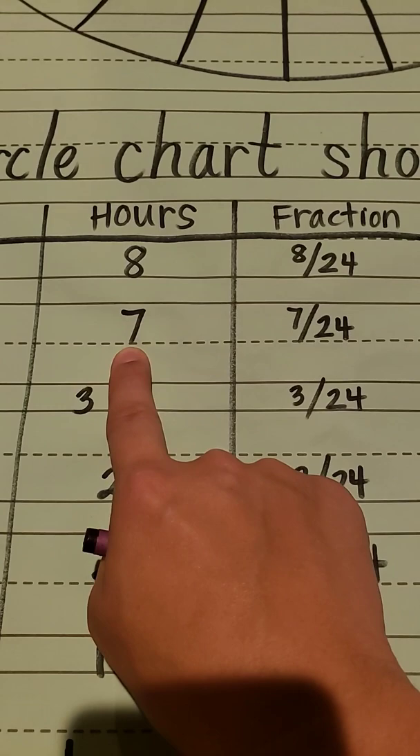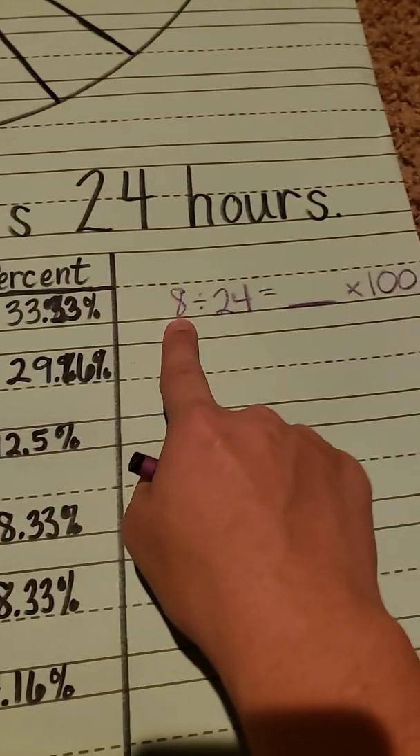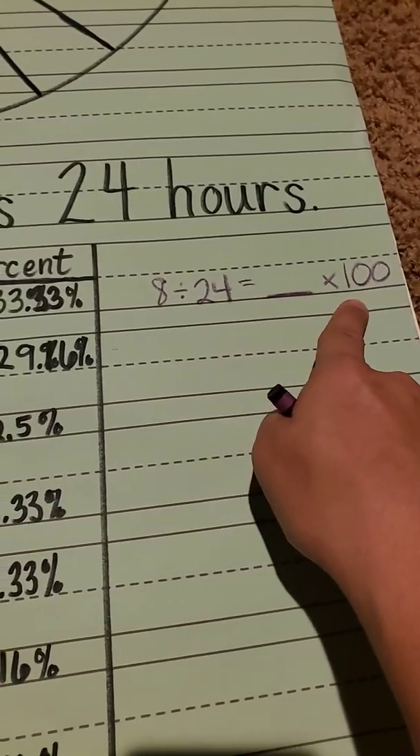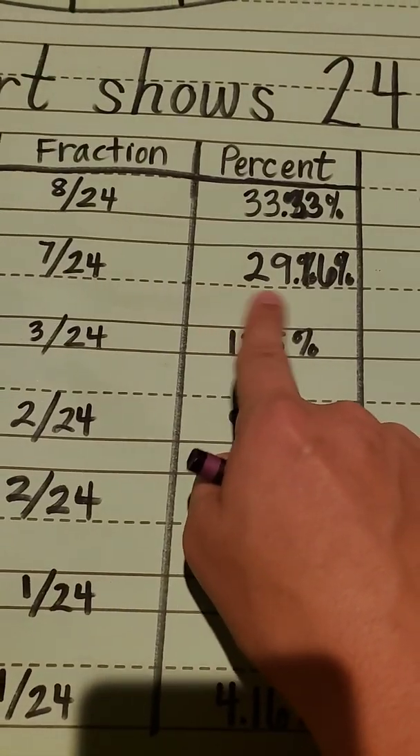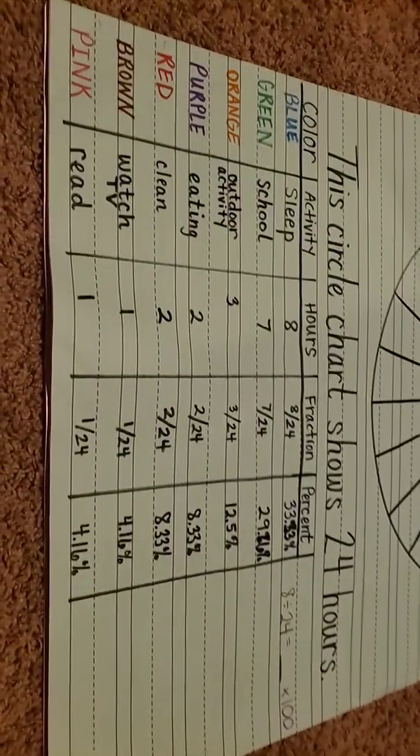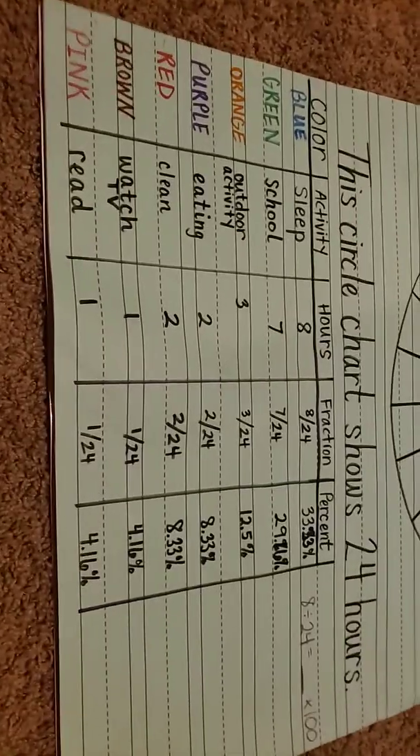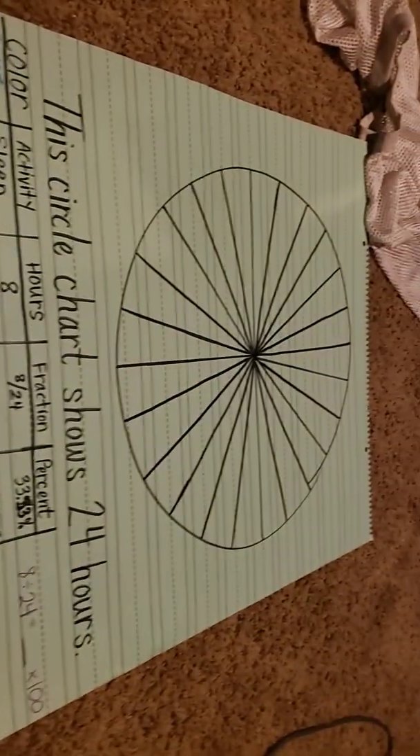So whatever the number is, so if it was 7, okay, you would put the 7 in that spot. So it'd be 7 divided by 24, and then that answer times 100. And then that's what you put right here. Okay? So I'm going to try to turn my camera around. I'm going to show you. That's what the whole thing looks like, okay? So what I'm going to do now is fill this in. I'm going to fill it in up here. Okay?